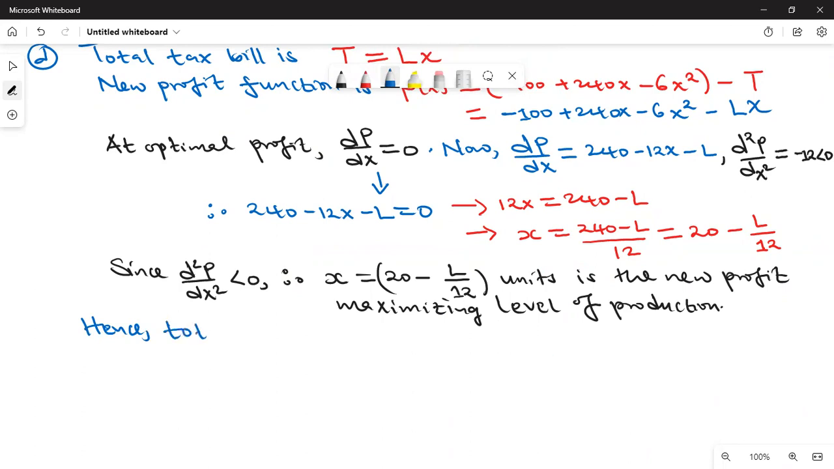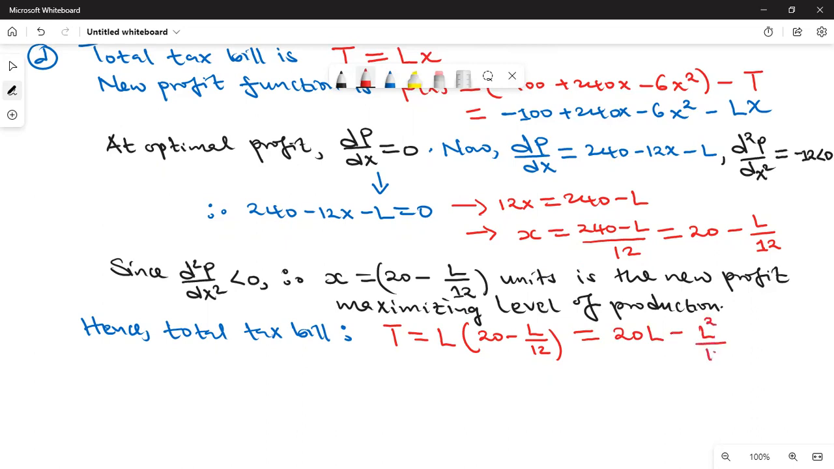our total tax bill should now be equal to T equals, remember it was L times X. L times our X, which is (20 minus L) over 12. And so this you can write as (20L minus L squared) over 12. I'm now expressing T as a function of L.